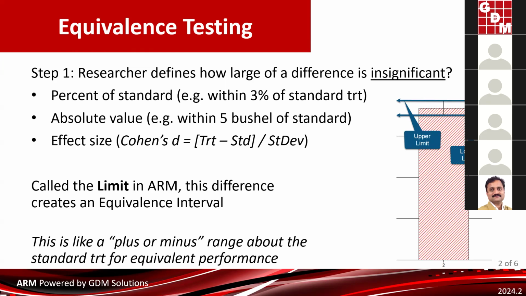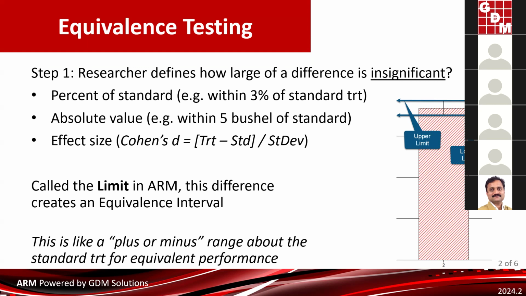The third option, probably not as applicable in this industry, but would fit in general for equivalence testing, is the idea of your effect size. There are a few different ways you could calculate that. The one our statistician mentioned was Cohen's d, which you just take your treatment minus the standard, so the difference between those two, divide by the standard deviation, and that would be your effect size. I don't spend a lot of time on that one because it's pretty rare, I think, in most of the research done here with ARM. But for sure, your percent of standard and the absolute value would be pretty common ways to define it.